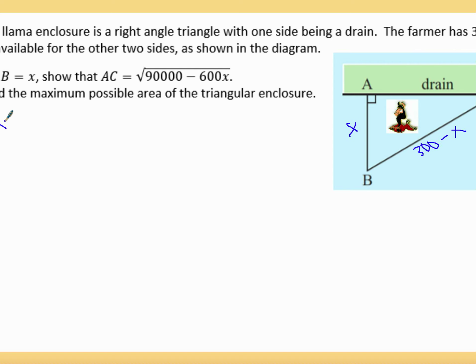I know that x squared plus, let's call this AC squared, is equal to 300 minus x squared. The legs of the triangle squared and added together is equal to the hypotenuse of the triangle squared. And I can extend this out a bit. It's not too bad.